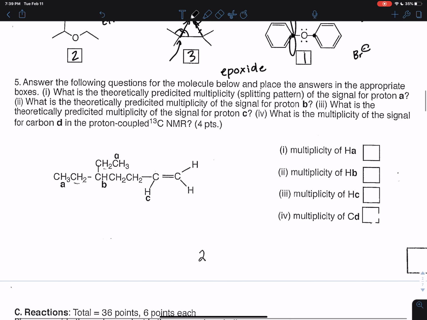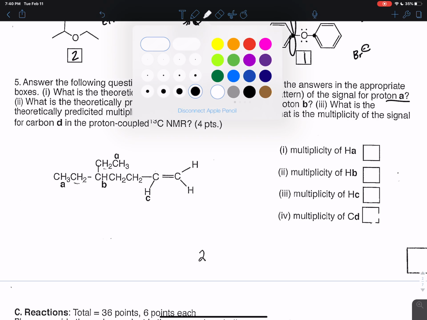Okay. Let's move forward. Answer the following questions for the molecule below and place the answers in the appropriate boxes. What is the theoretically predicted multiplicity splitting pattern of the signal for proton A? Let's just answer the first one and then we'll read the others. So let's focus on proton A, which is right here.